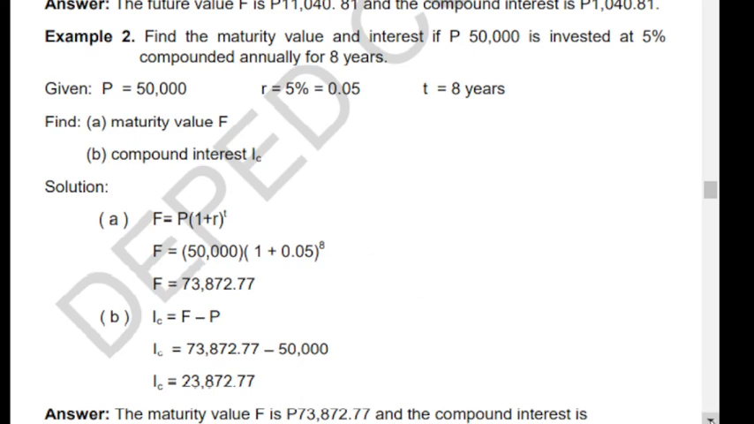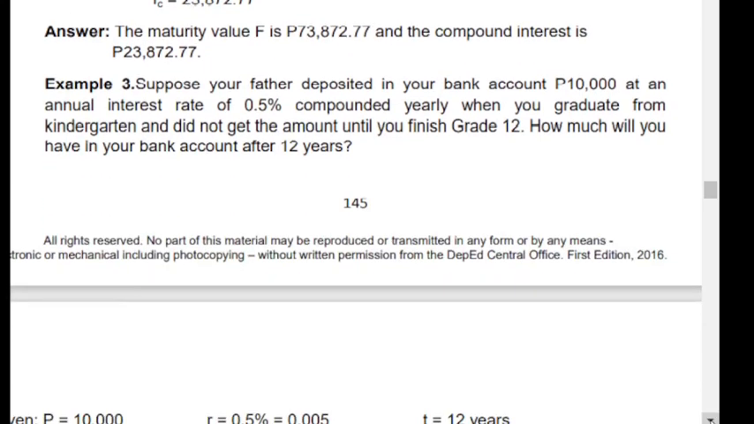Okay. So, you only need a calculator to solve faster. Suppose your father deposited in your bank account 10,000 pesos at an annual interest rate of 0.5% compounded yearly. When you graduate from kindergarten, you did not get the amount until you finish grade 12. So how much will you have in your bank after 12 years?